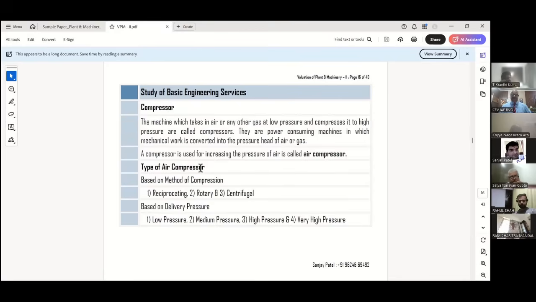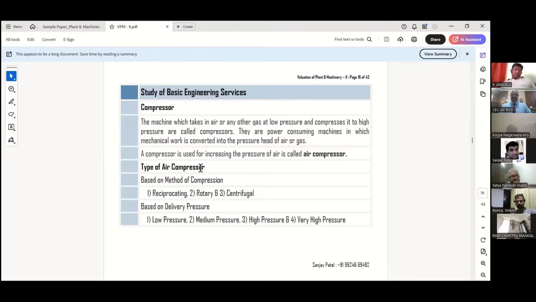Same utility, one more is a compressor. What is the function of the compressor? Increase the pressure of the air. Compress the air. To produce and supply pressurized air. Okay, so it increases the pressure.